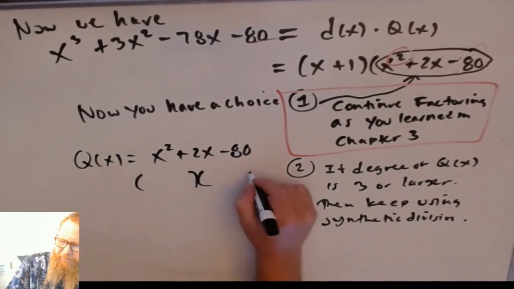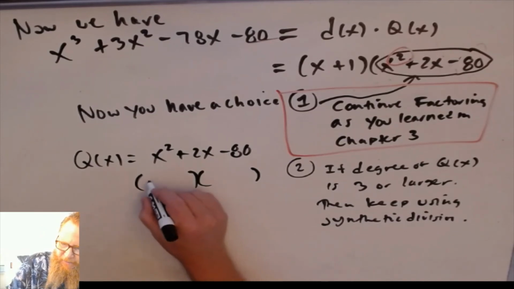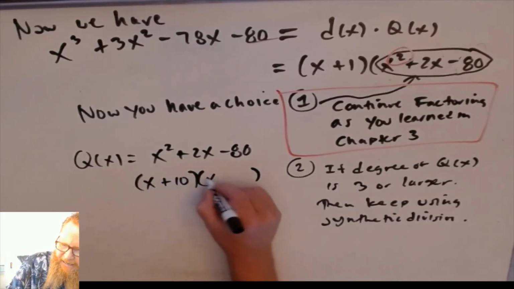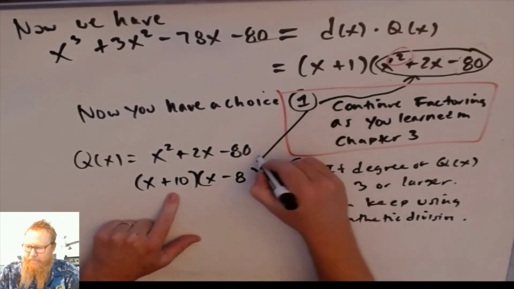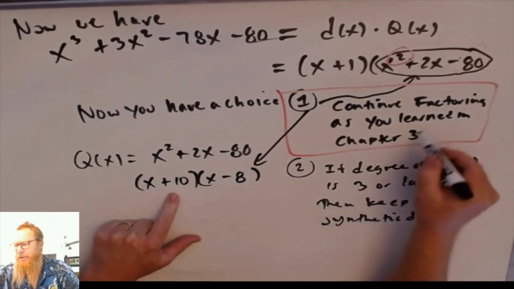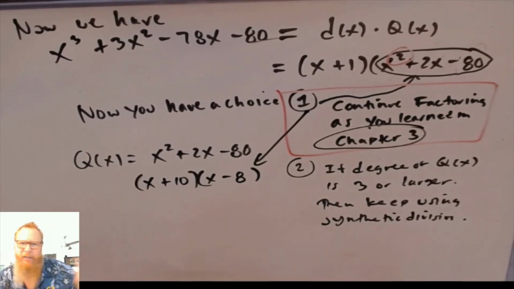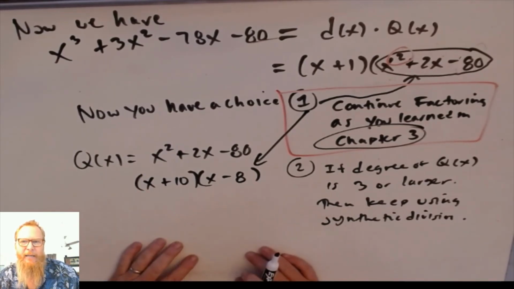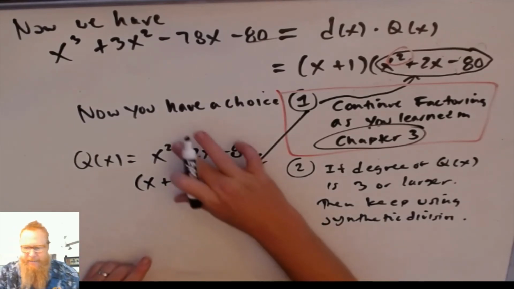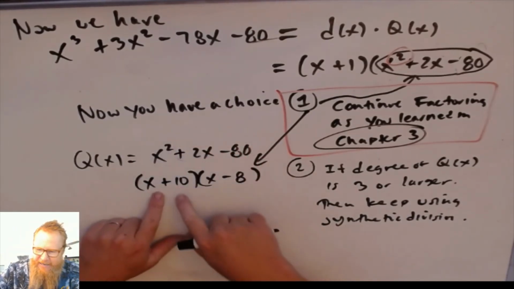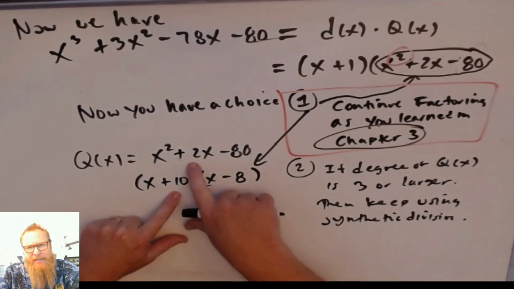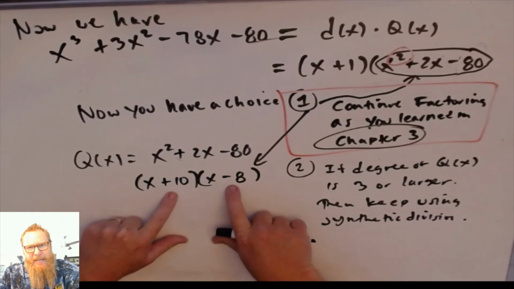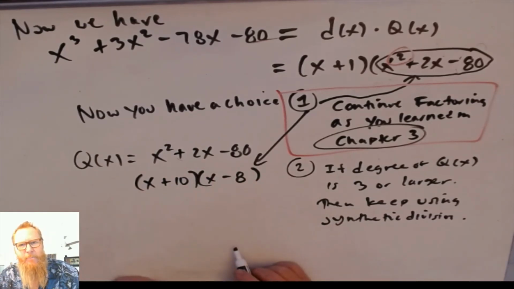using old school methods. This would be x plus 10 and x minus 8. Just like we learned in chapter 3. It's a quadratic. You can just factor it using techniques from chapter 3. You want to make sure it's right, yeah? x plus 10, x minus 8. If you add 10 and negative 8, you get positive 2. If you multiply 10 and negative 8, you get negative 80.